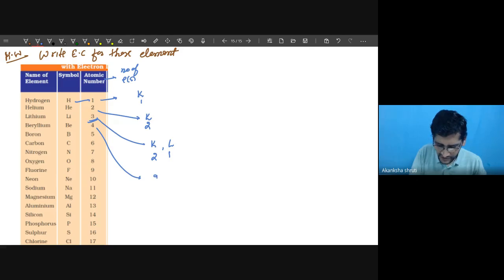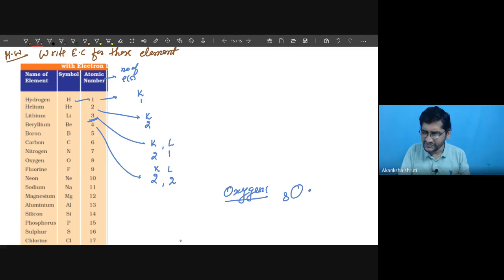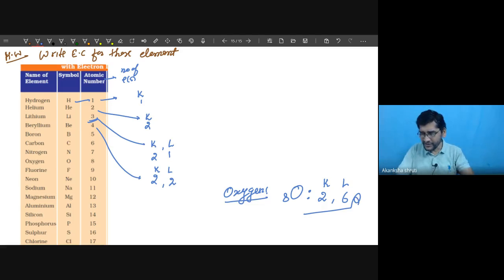For 4, the 2 we have to put in K. Then from this 4, 2 is already used, only 2 is left. So in the L shell there will be 2 more. So it is this one. So this way you have to write. You have to write the name of the element. Say you have to write like this: oxygen. You have to denote the element by O. Their atomic number you write on the back side as 8. Then write their distribution. 8 can be distributed as 2, then 6. This 2 is in K and 6 in L. It is the answer. This way you have to write for each element.